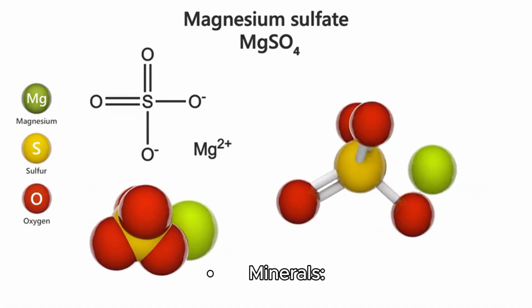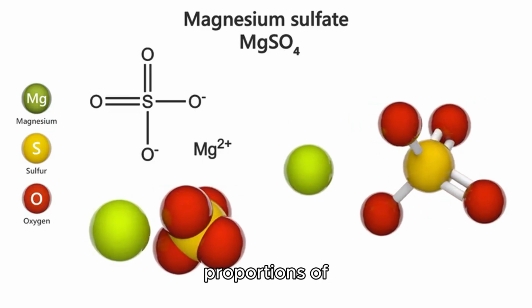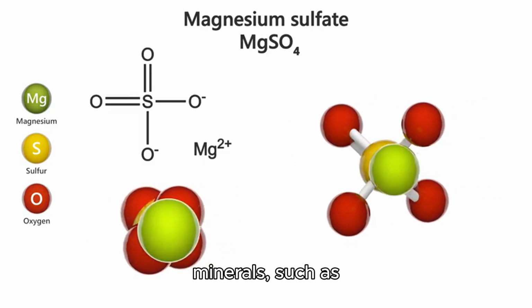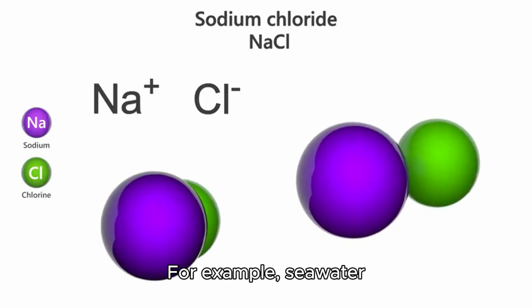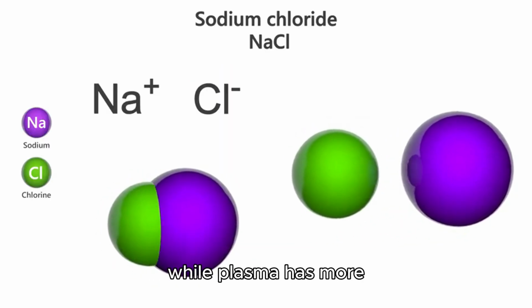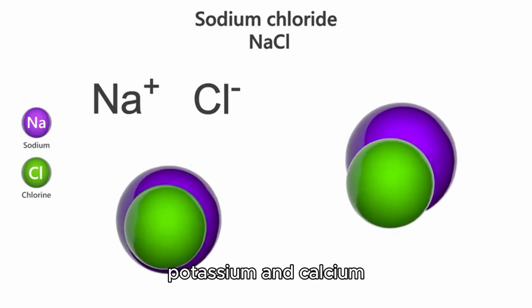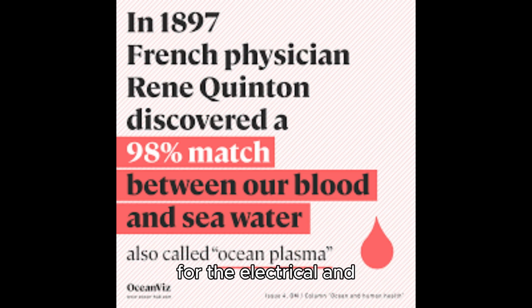Minerals. Seawater and plasma have different proportions of minerals such as sodium, potassium, calcium, magnesium, and chloride. For example, seawater has more sodium and chloride than plasma, while plasma has more potassium and calcium than seawater. These minerals are important for the electrical and chemical activity of the cells and the organs.